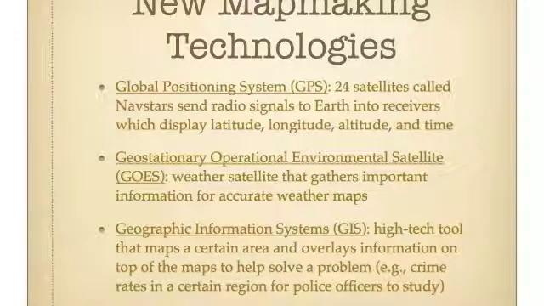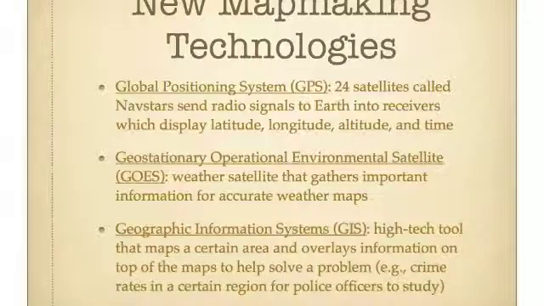We get maps from very important technologies. So the maps that we have today are far, far better than the maps that we used to see in ancient history. Three technologies that you should probably be aware of are GPS, GOES, and GIS. GPS stands for Global Positioning System. This is actually a technology that the U.S. military implemented to get accurate information about the battlefield. But we use that today.